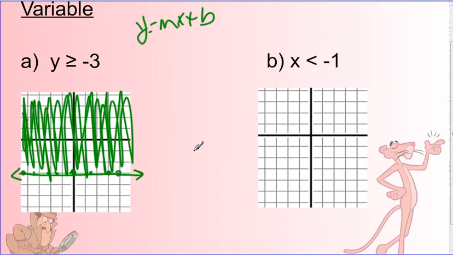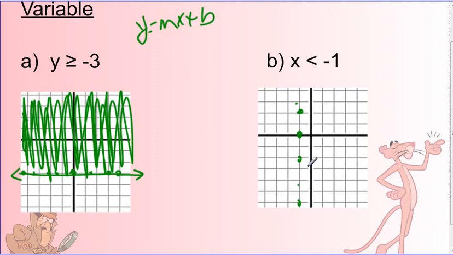Okay? Letter B. It says x is less than negative 1. Well, where's negative 1? Or the x value of negative 1. The x value of negative 1 is here, or here, or here, or here. Any place you go over 1 and then up or down, that line has an x value of negative 1.